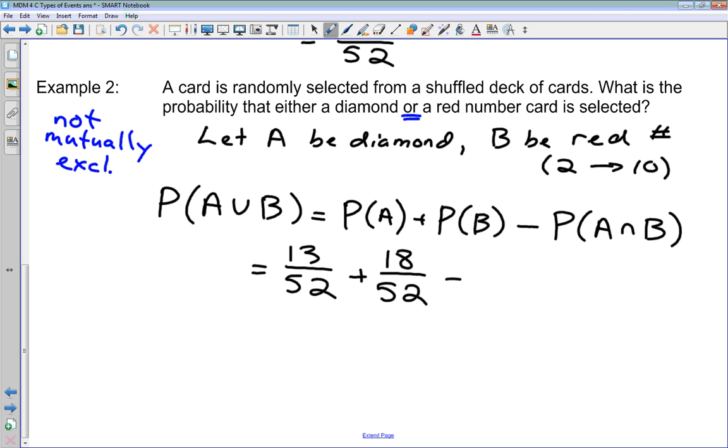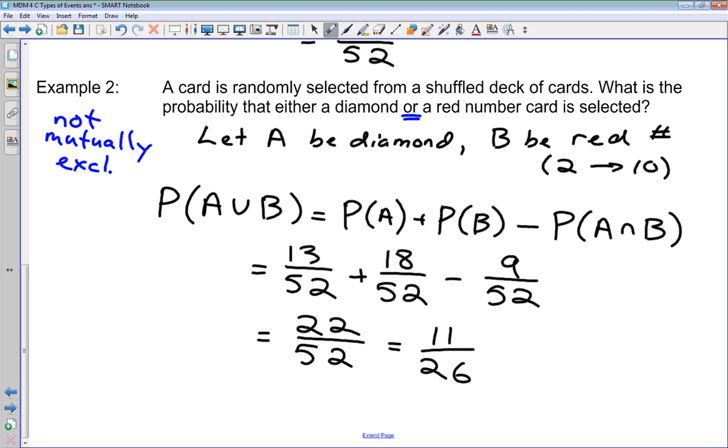What kind of cards are included in this intersection of A and B? Well, they are all of the diamonds that are also number cards. So how many of those are there? Well, there is 2, 3, 4, 5, 6, 7, 8, 9, 10. So 9 out of 52 to express it as a probability. Okay, so our probability of picking a number card that is also a diamond is 9 out of 52. So we do this subtraction and we get our probability is 22 over 52, which I should simplify here to 11 over 26.